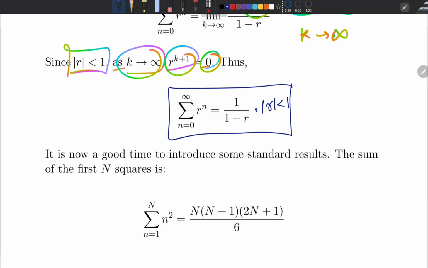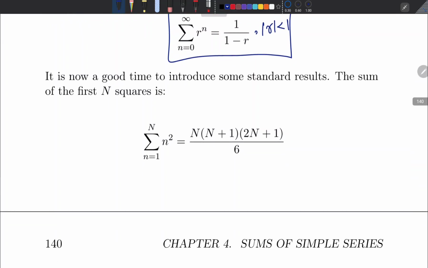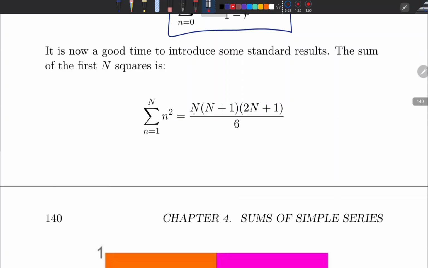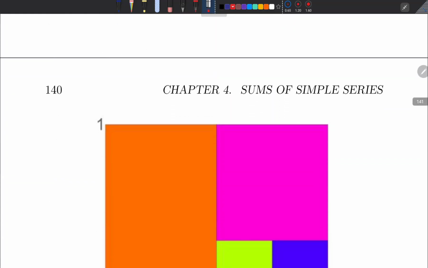So this is pretty much amazing, I would say. And now it is a good time to introduce some standard results. The sum of the first n squares: the sum as n goes from 1 to capital N of small n squared is capital N times capital N plus 1 times 2 capital N plus 1 over 6.